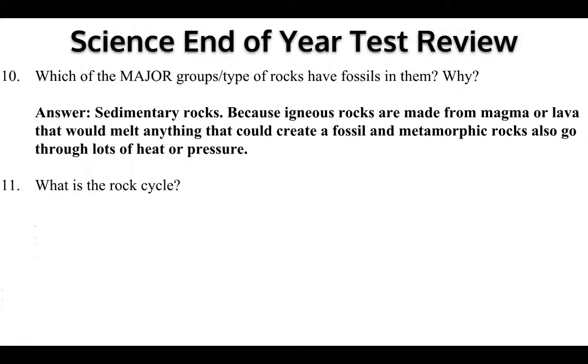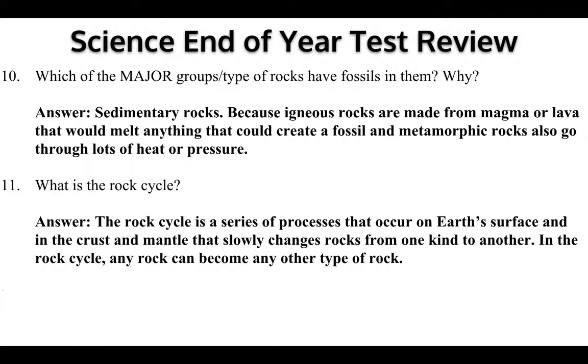Okay, we talked about sedimentary rocks. Which of them have fossils in it? It'd be sedimentary because igneous rocks are made from magma or lava that would melt anything that could create a fossil. And metamorphic rocks also go through lots of heat and pressure. So if you find a rock with fossils in it, you know you have a sedimentary rock.